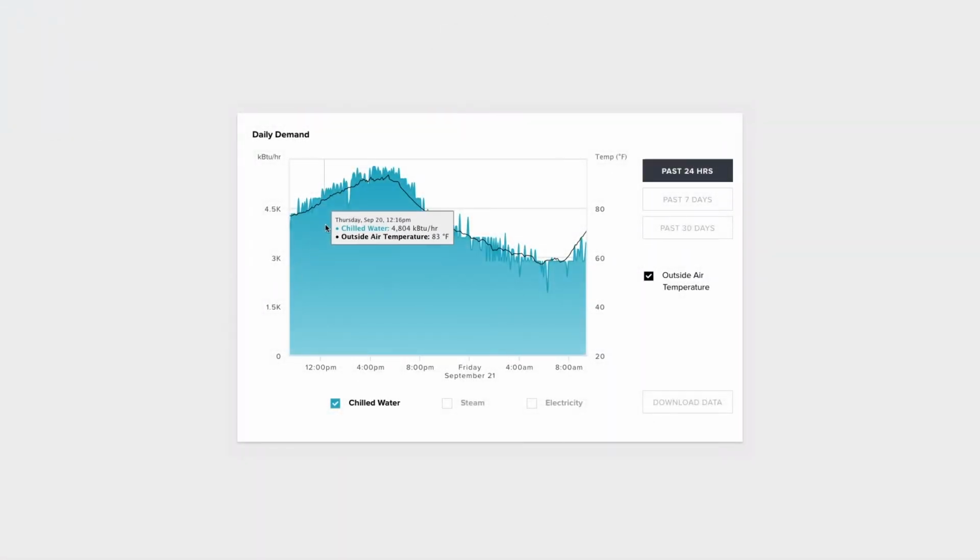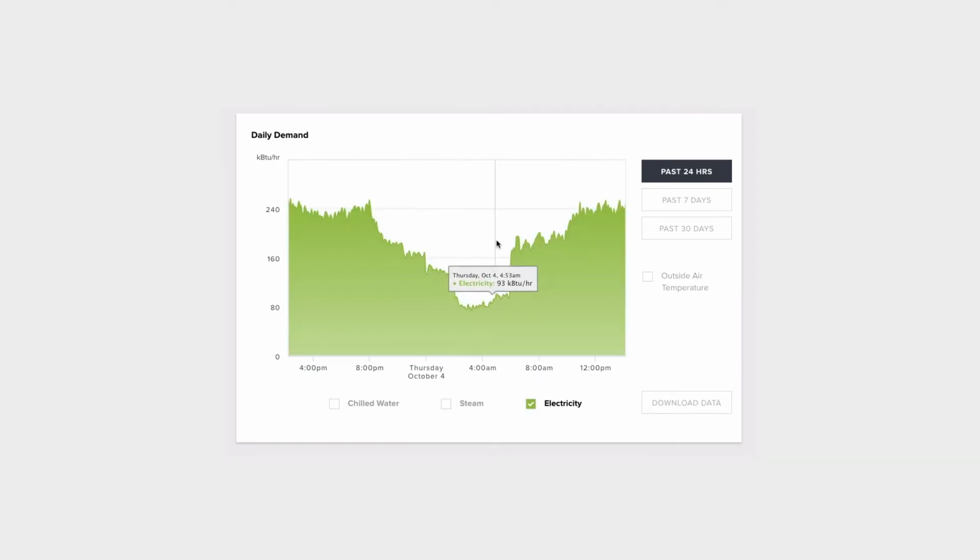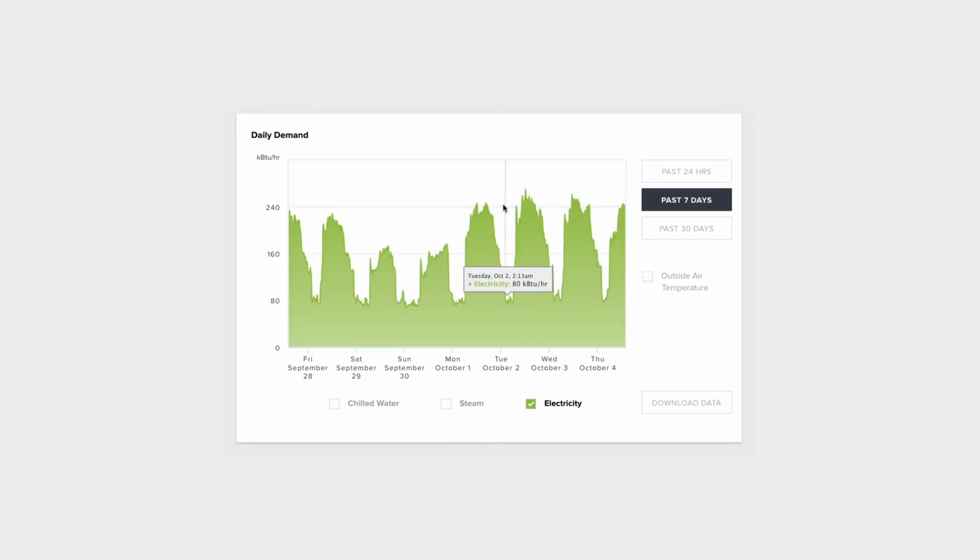The expected trend that you might see when looking at a demand graph on SEED is for chilled water to increase as it gets hotter outside, for steam to decrease as it gets hotter outside, and for electricity to remain fairly constant except for in the evenings and on weekends.